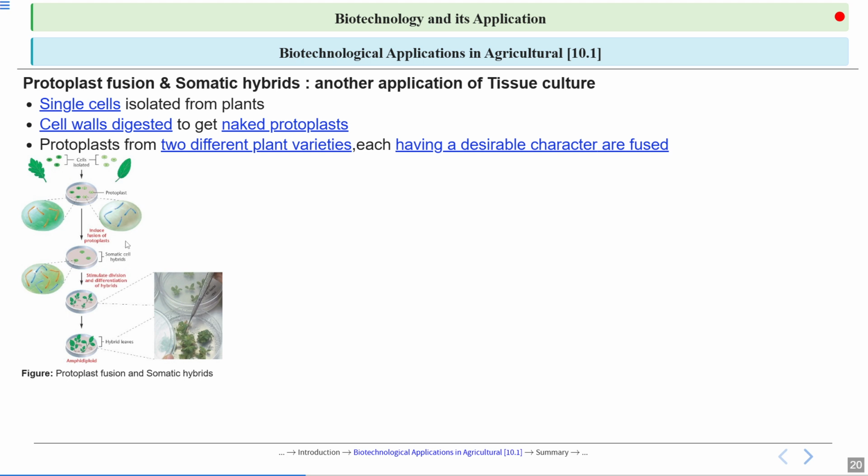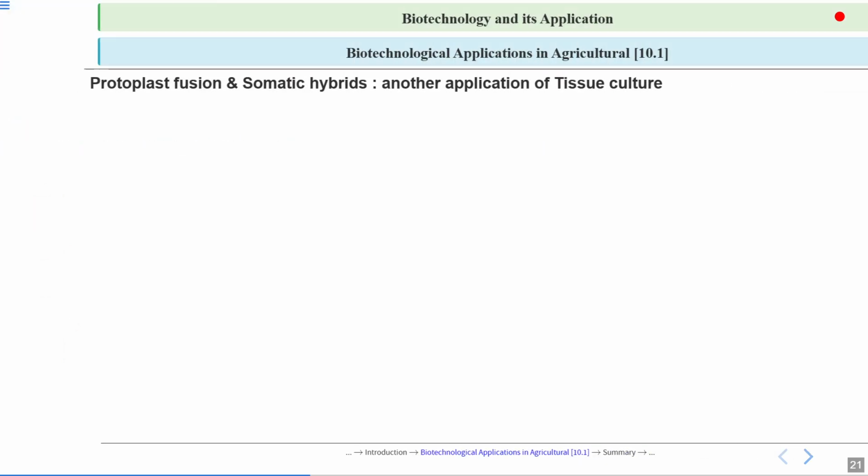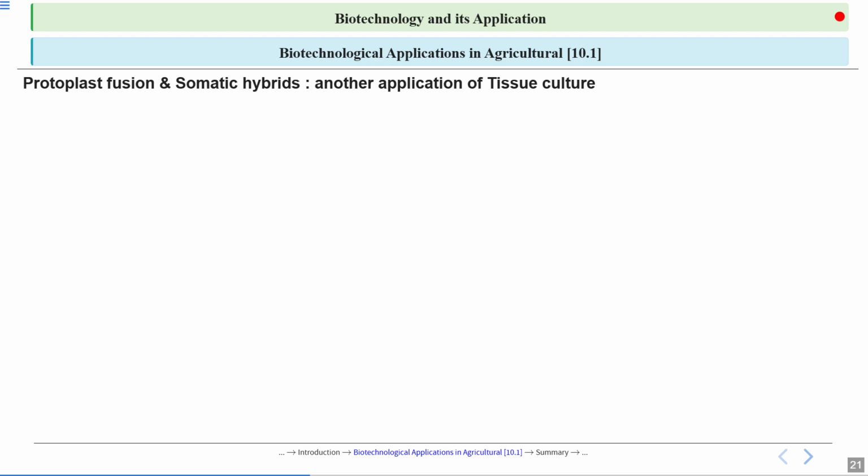Now this somatic cell hybrid stimulates the division and differentiation of the hybrid, because we know about totipotency. So now the hybrid leaves will grow in the culture. This is how new plants can be generated, and new hybrid leaves are produced.